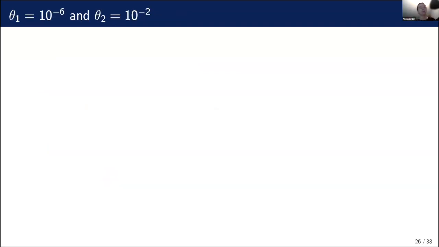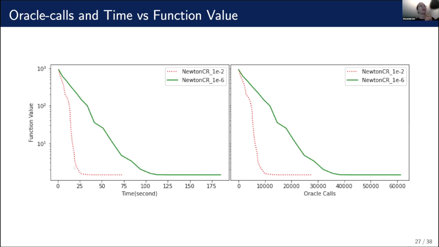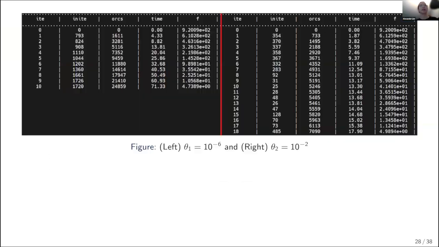Let me provide a little insight into this. Imagine that you have two inexactness parameters: one where you solve very close to the Newton step, and the other where you solve it roughly. This is what you get in terms of iterations. The closer you solve to the Newton step, the fewer iterations it takes to converge. But in terms of time and oracle calls, because you have a smaller inexactness, you need to spend more time in CR to solve for the Newton step. So naturally you would expect it takes more time and more oracle calls for the smaller value to converge, which is true.